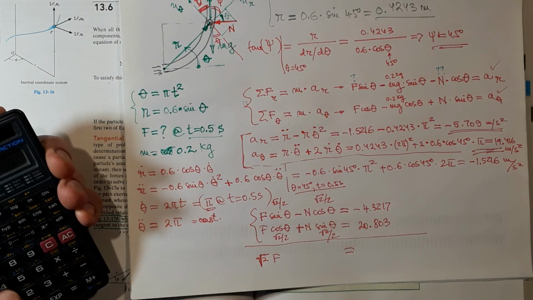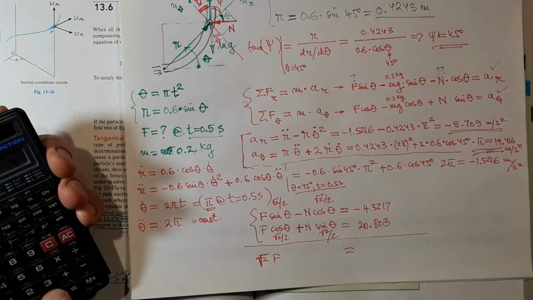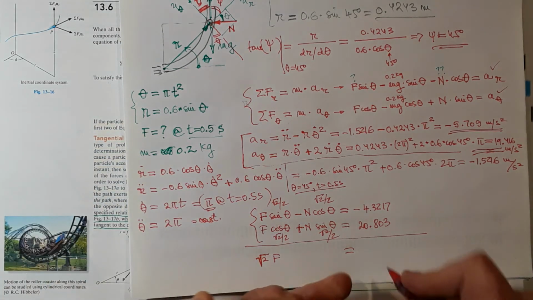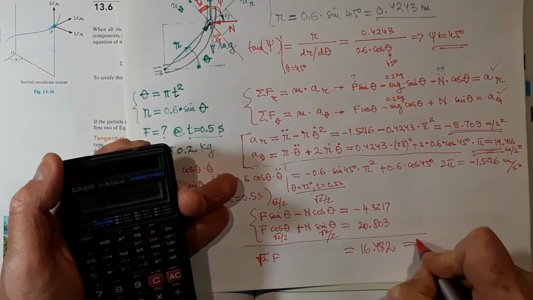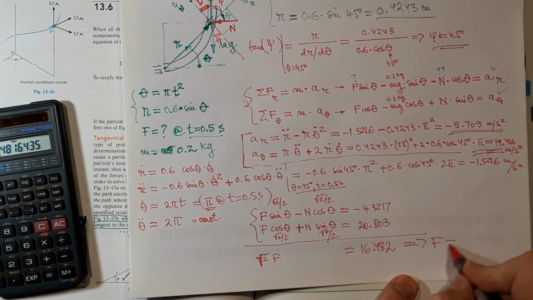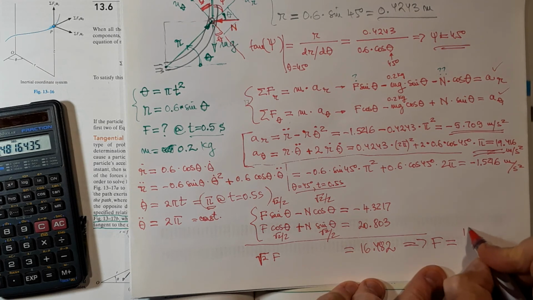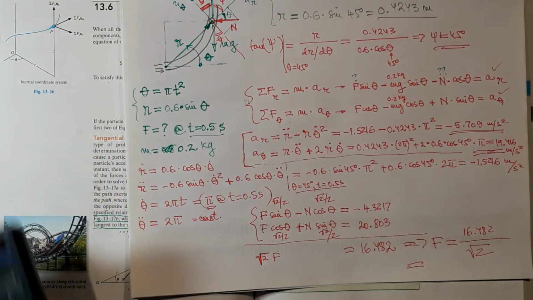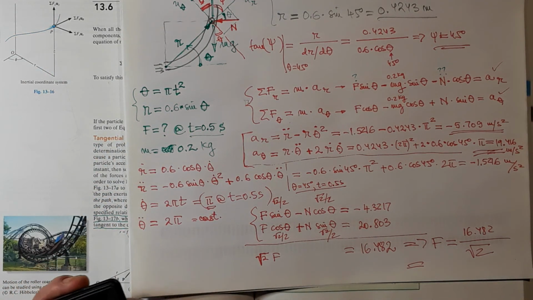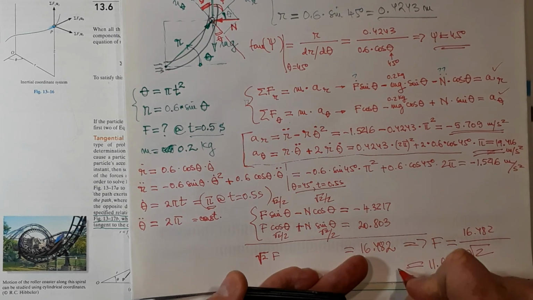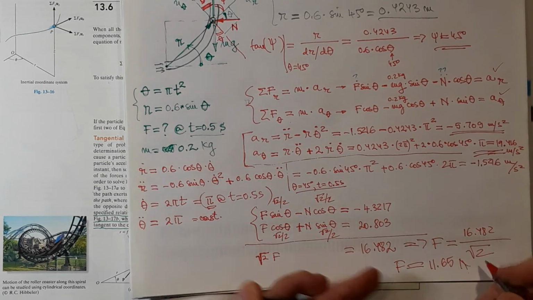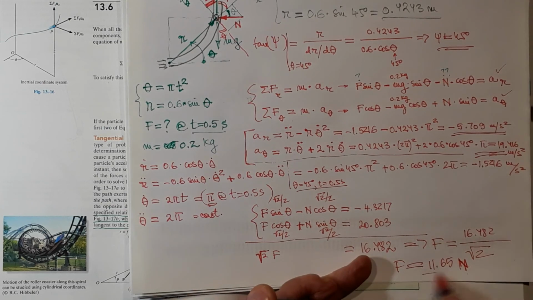Okay, so I said we add them, so from this value we subtract 4.3217, so negative 3217 equals 16.482, and force F is going to be 16.482 over square root of 2. So let's see, over square root of 2 equals, so F is 11.65 newtons, and this is the answer.